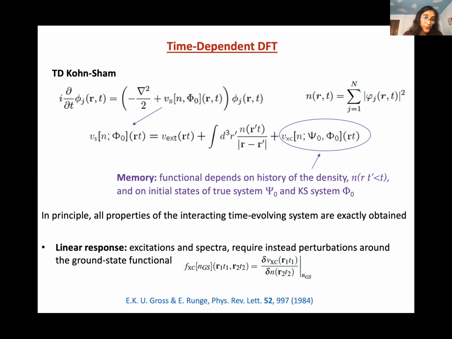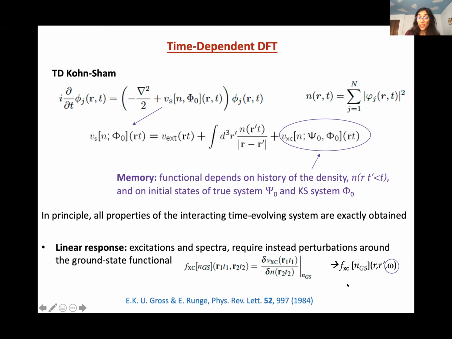Of course, in TDDFT, the vast majority of applications are for spectroscopy, excitations and spectra, as was the subject of the last talk, actually. But in there, instead, we have a simpler functional, in a sense, to deal with, because we just need to look at perturbations around the ground state. And then you get a set of Dyson-like equations, which maps response functions of the interacting to the non-interacting system through this exchange correlation kernel, which is the functional derivative of the exchange correlation potential with respect to the density evaluated at the ground state.